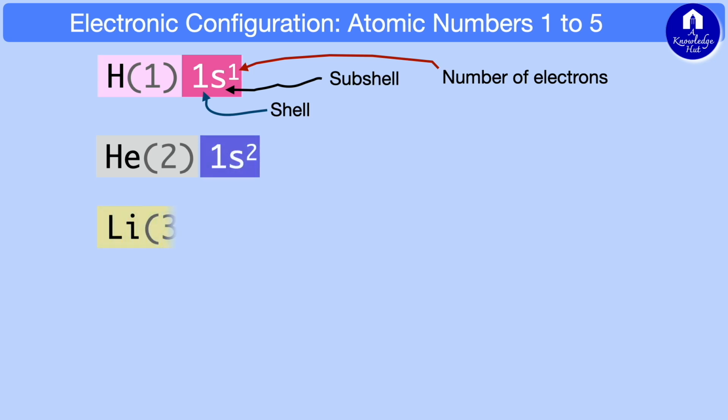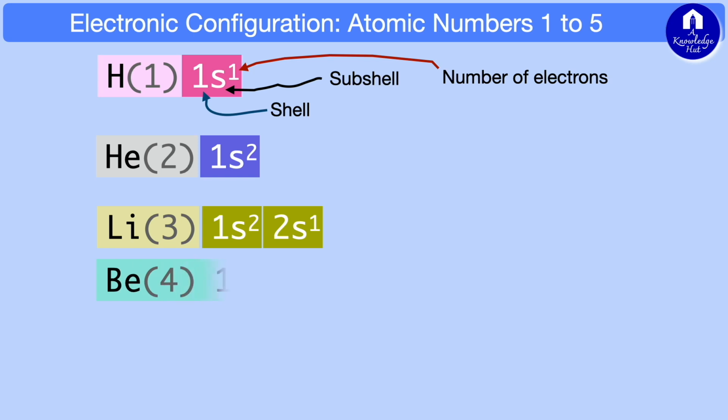Lithium's atomic number is 3, so it has 3 electrons. The first 2 electrons completely fill the 1s subshell, so the third electron goes into the next available space, the 2s subshell, and its electronic configuration becomes 1s2, 2s1. The next element, beryllium, has 4 electrons and its electronic configuration is 1s2, 2s2.